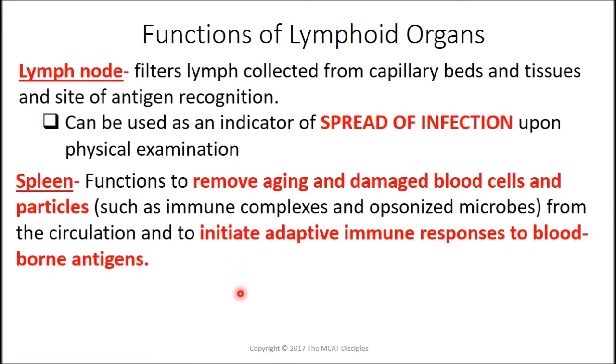Again, the function of the lymphoid organ, the spleen. The spleen is an example of a secondary lymphoid organ, and it is an encapsulated lymphoid organ. It functions to remove aging and damaged blood cells and particles, such as immune complexes and opsonized microbes, from the circulation, and to initiate adaptive immune responses to bloodborne antigens. I'm not interested in showing you an image of the spleen. Just know that it functions to remove aging and damaged blood cells, red blood cells, and particles.